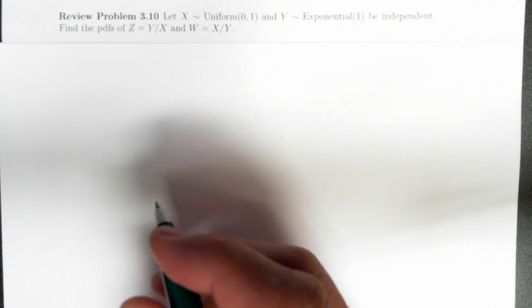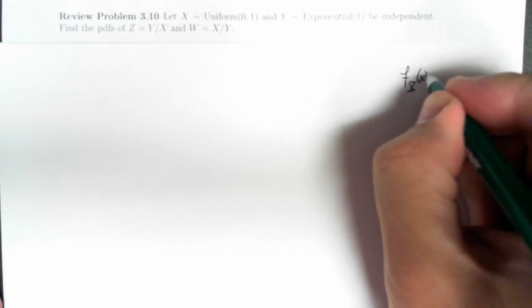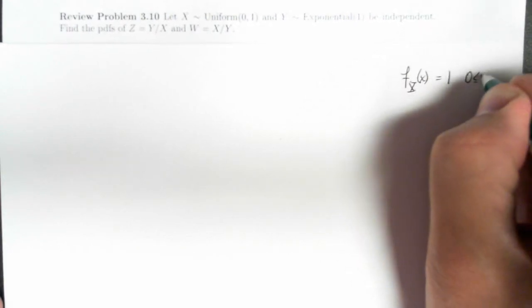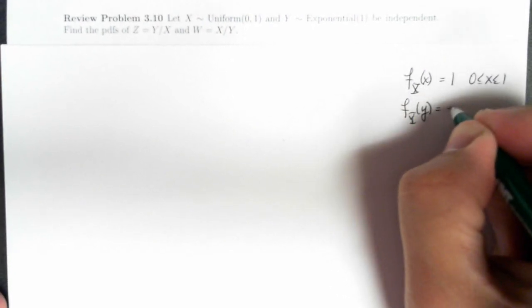So my formula this time is going to look a lot like what I had before. Let me write down the PDFs again. The PDF for x is equal to 1 as long as x is between 0 and 1. And the PDF for y is equal to e to the minus y as long as y is greater than 0.